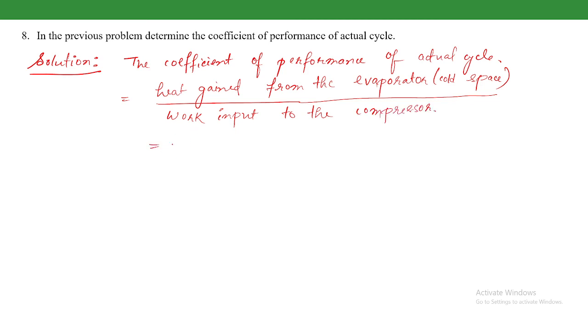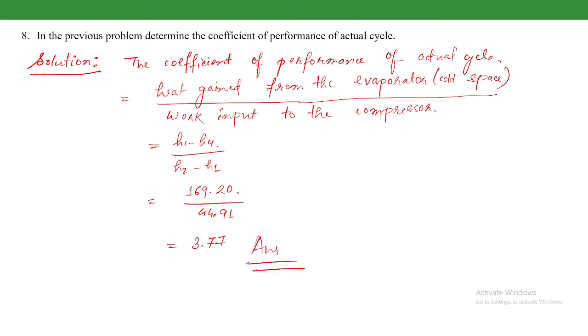Okay, so this is basically H1 minus H4, the heat gained in the evaporator, and this is H2 minus H1. Since this is the actual compressor, we are taking H2. So this is 169.20 and this is 44.91. So this value is 3.77. So the coefficient of performance of this is 3.77.